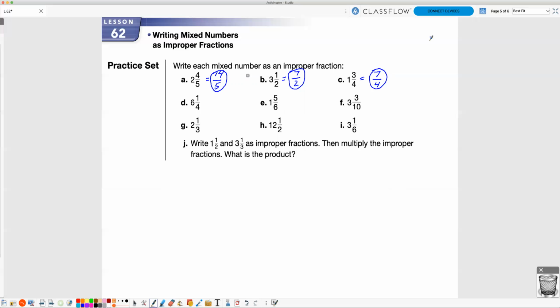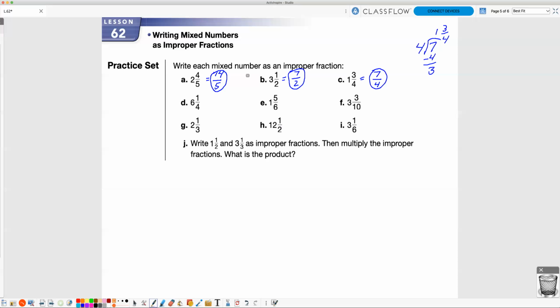Now, if you want to check that, you could do this. 7 divided by 4. What's that? Well, 4 times 1 will get me close to 7 without going over. If I took 4 times 2, I'd be at 8. So 7 minus 4 equals 3. 3 is the numerator. 4 is the denominator. You can see 1 3/4 is 7/4, or 7 divided by 4.